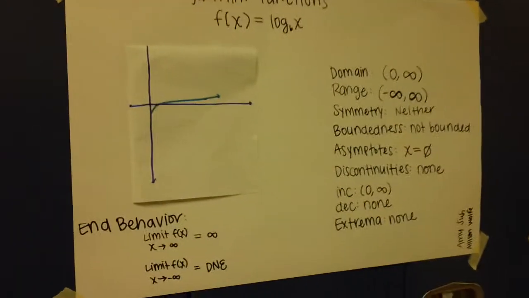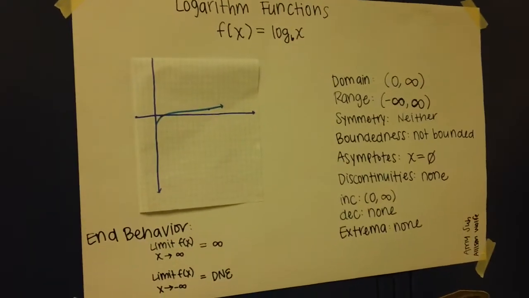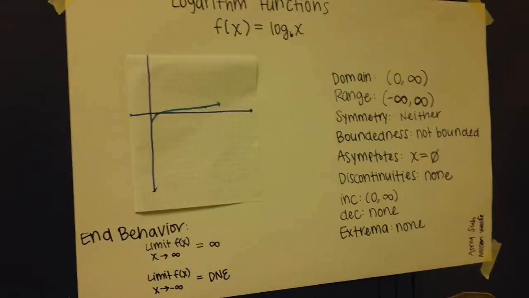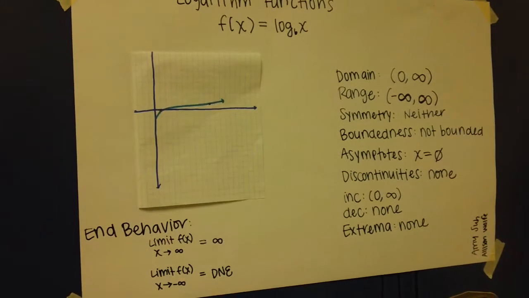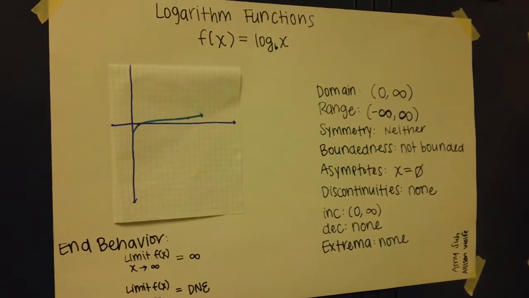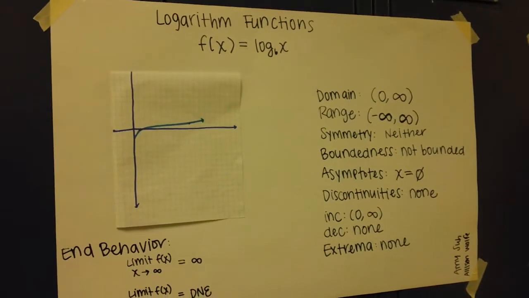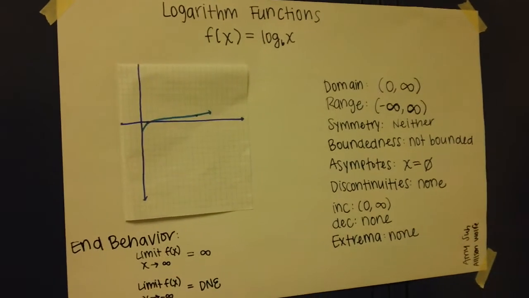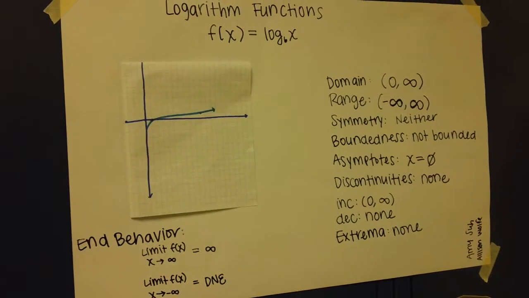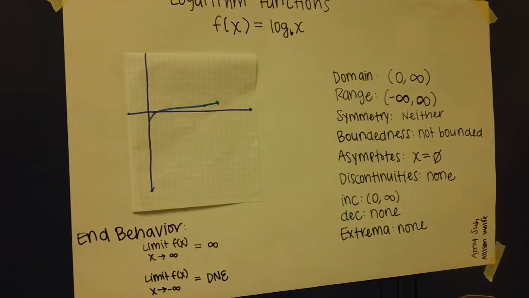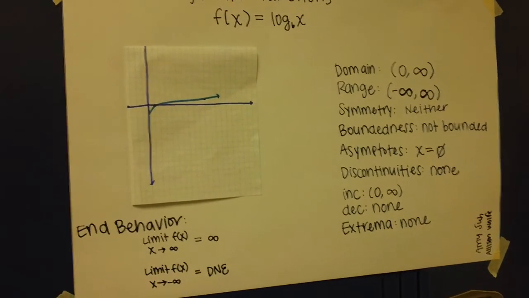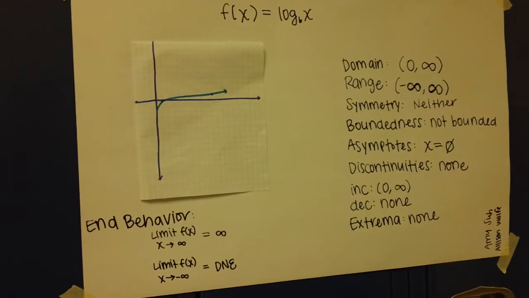This is the parent function for a logarithm. The domain is 0 to infinity, not including 0, and the range is from -infinity to positive infinity. There's no symmetry, and it's not bounded because it keeps increasing. There's an asymptote at x equals 0. There's no discontinuities, and it continuously increases from 0 to infinity, like the domain says. And it doesn't decrease, and there's no extrema.